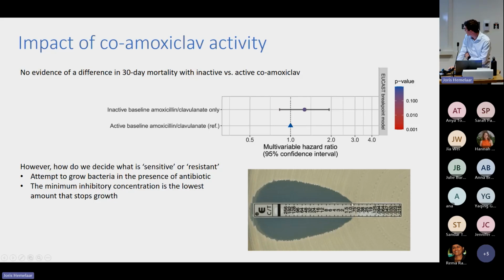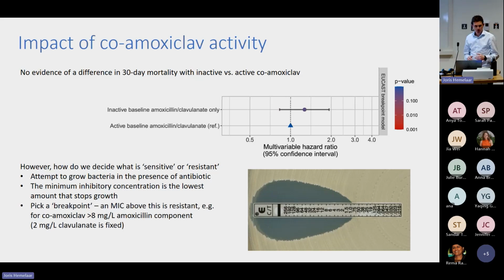And we can read off somewhere in the middle and see that a concentration of about 1 corresponds to the minimum amount of antibiotic sufficient to stop growth. So then we say, okay, every particular bacteria has a minimum amount of antibiotic. Let's pick a number, and above this, we'll say that things are resistant. For co-amoxiclav, it's actually 2 drugs, but for the main component of it, that number is 8. So anything where the minimum amount needed to inhibit growth is greater than 8, we'll say it's resistant.